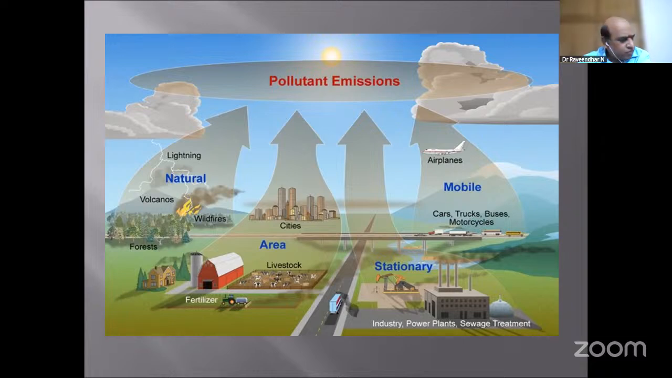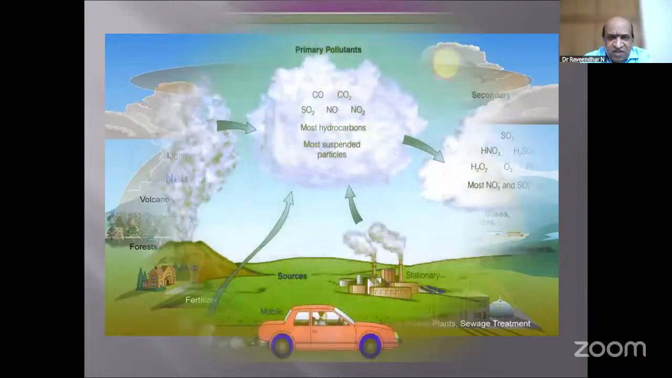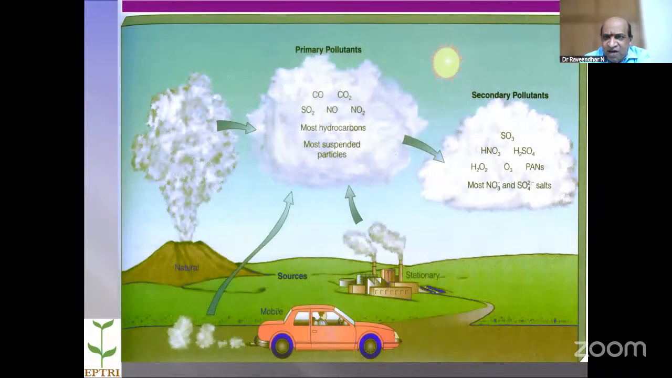In addition to that, industry is releasing volatile compounds also, here in the secondary pollutants. What happens? I've already discussed here. Here we see in the secondary pollutants, I am telling PAN. What is PAN? This is very, very important.